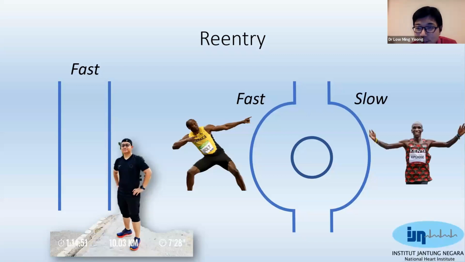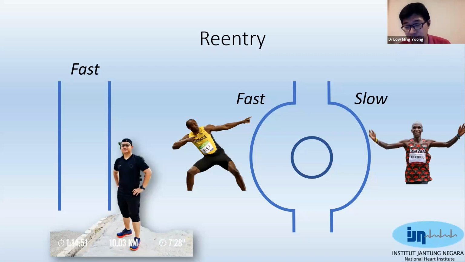This is Kipchoge. I'm sure all of us know him also. I use him to represent the slow pathway. But I'm sure that Iskandar can never beat Kipchoge, even if Kipchoge is slow. So Kipchoge is slow relative to Usain Bolt. Okay? So you have two pathways, fast and slow.